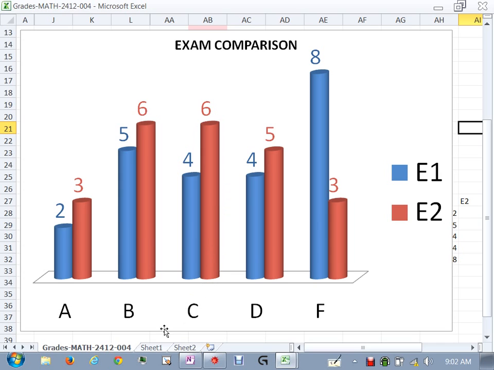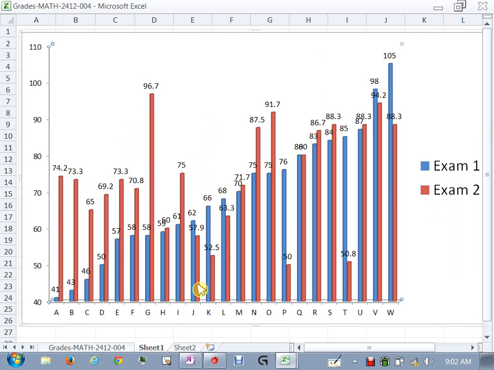What I thought was really interesting was this. This is every student in the class, in the order that I put them in, is the blue. I know it's hard to see, but the blue is Exam 1, and this is students listed from lowest to highest for Exam 1. So this particular student got a 41 on Exam 1, and then 43 for the next student, and the blue goes up, right? So the highest grade on Exam 1 was a 105.